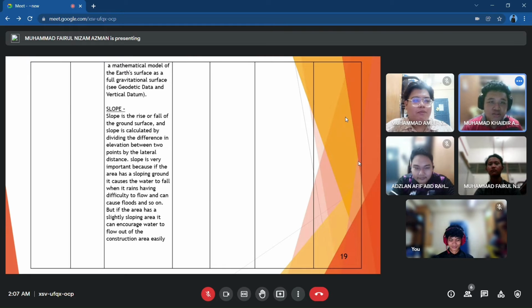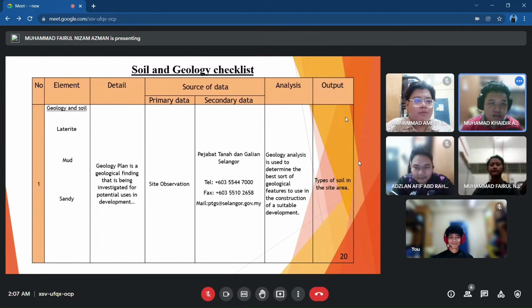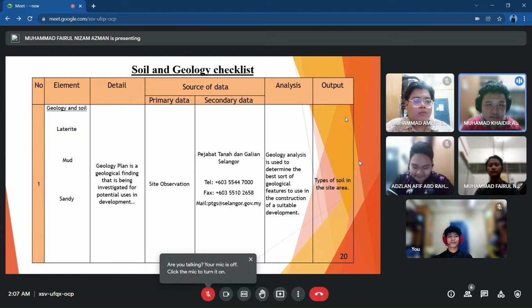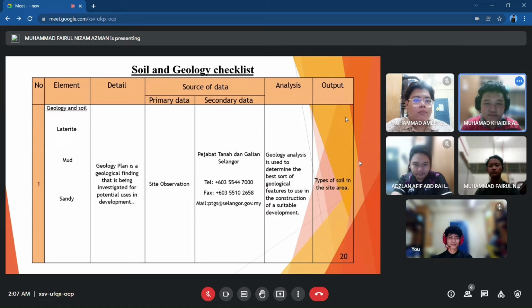Next, soil and geology checklist. One is for the elements: laterite, mud and sandy. Detail: geology plan is a geological finding that is being investigated for potential uses in development. Source of data, primary data is site observation. Secondary data is Pejabat Tanah dan Galian Selangor. For analysis, geology analysis is used to determine the best sort of geological features to use in the construction of a suitable development. For output, types of soil in the set area.